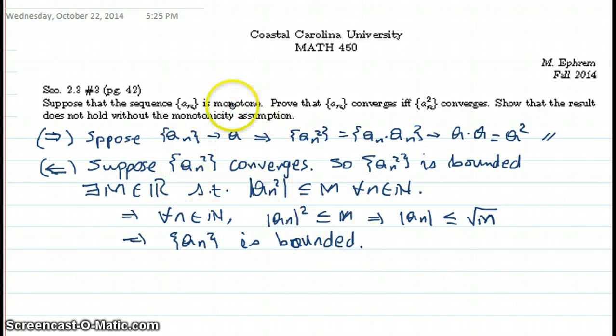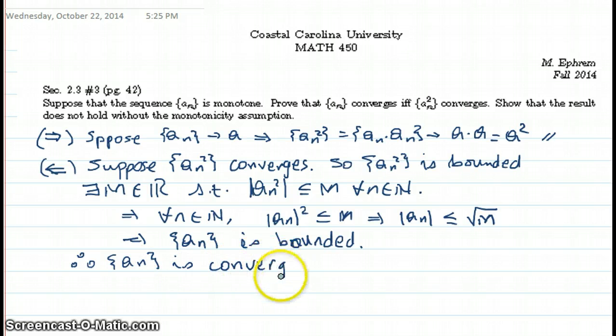Well, okay, so we had a monotone sequence to begin with, and we showed that it is bounded, and therefore it is convergent. That's because every monotone bounded sequence is convergent. Okay, so that's pretty much what the problem is asking us to do.